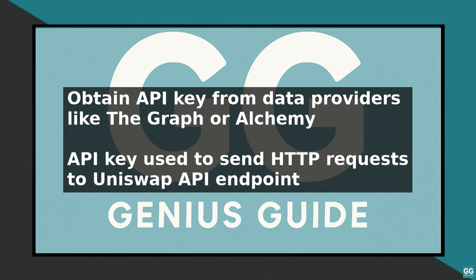For example, you can use the following URL to retrieve a list of all liquidity pools on Uniswap v3: api.thegraph.com/subgraphs/name/uniswap-v3, query pools. To query Uniswap v3 via API, you need to construct a query using the GraphQL query language. GraphQL is a query language for APIs that allows you to specify exactly what data you want to retrieve.